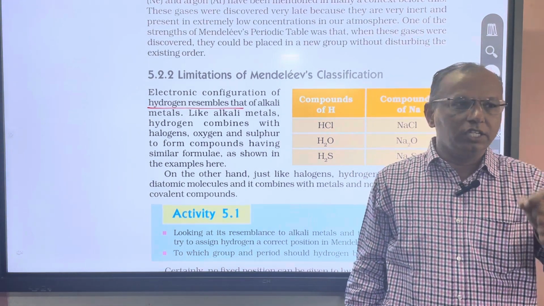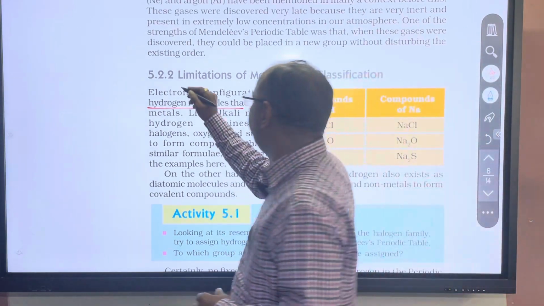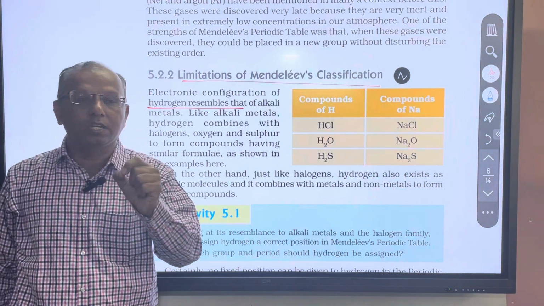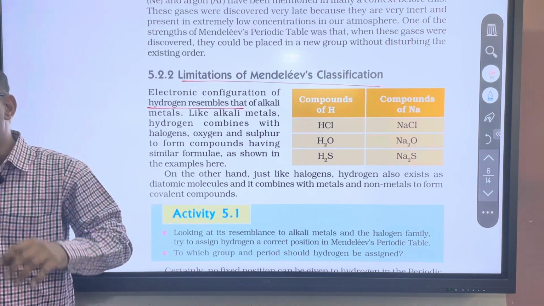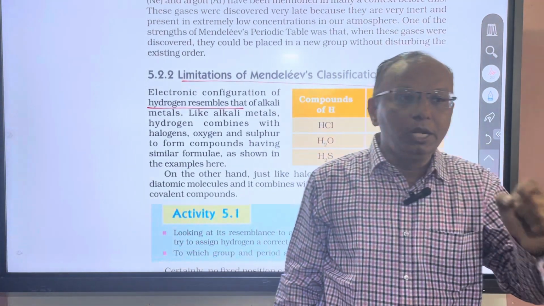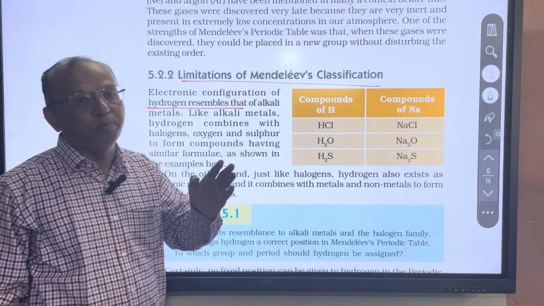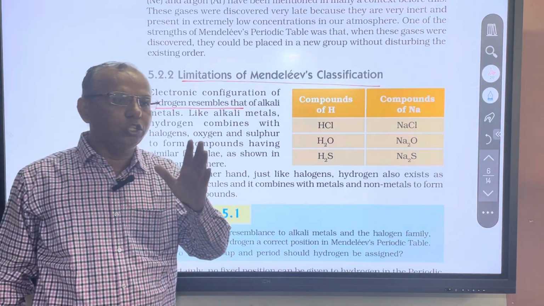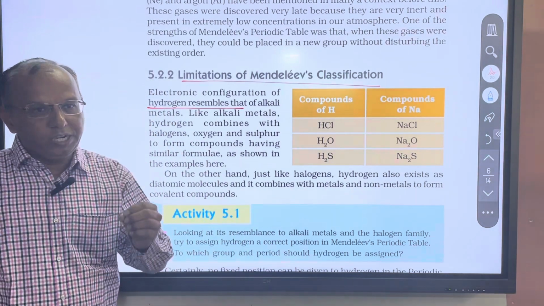Actually, this limitation is still a limitation today. It has not been resolved. So the first point is to discuss the position of hydrogen in the periodic table. So let's find out where hydrogen is to be placed. We have two options, friends. Either hydrogen is to be placed in group 1, or the second option is that hydrogen is to be placed in group 17. So we have some important points to discuss.